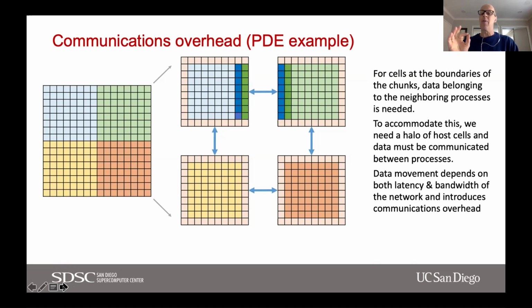So for the cells that are the boundaries of the chunk, data belonging to the neighboring process is needed. And I'm showing here the pattern of communication that we're going to have. So each process is going to be sending data and receiving data from its neighbors.